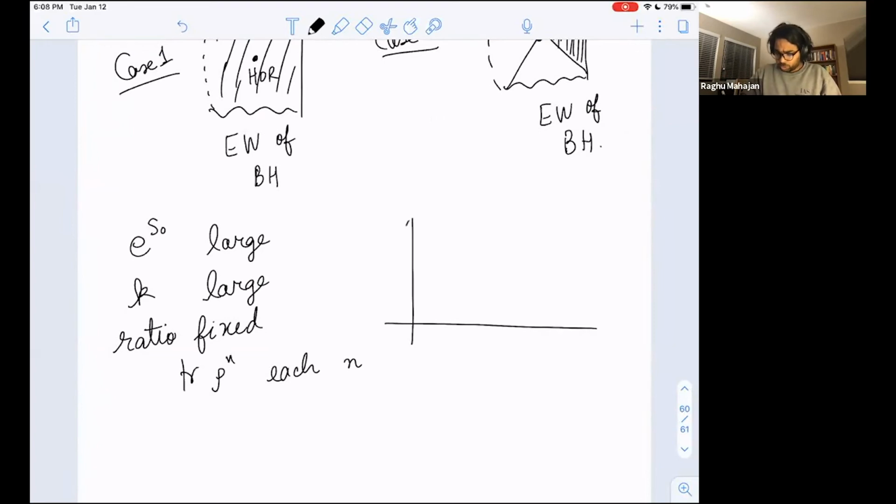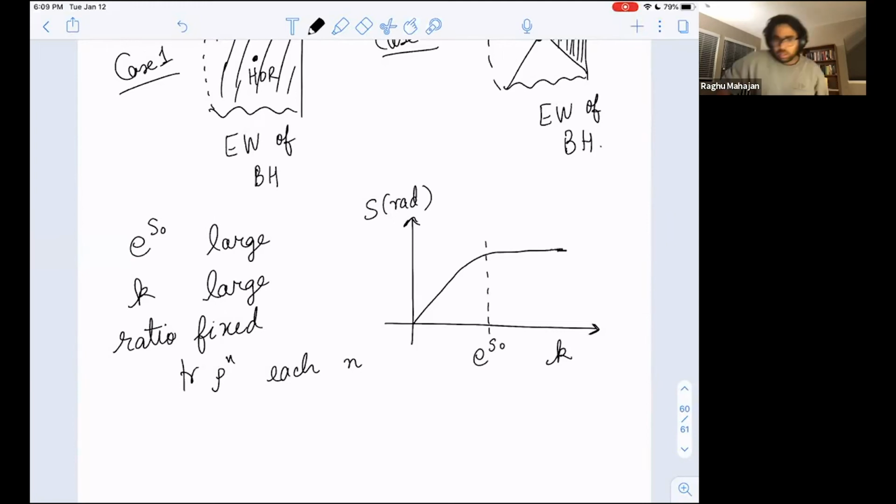And because you're doing a precise computation and not just some saddle point in this limit, you get a continuous curve. You don't get a sharp transition. You get a crossover from a linear behavior to this. So this is k, and this is s. And here the transition is when k equals e to the s naught. You can find out what the form of this curve is in this model. It's smooth. Okay, are there questions about this?